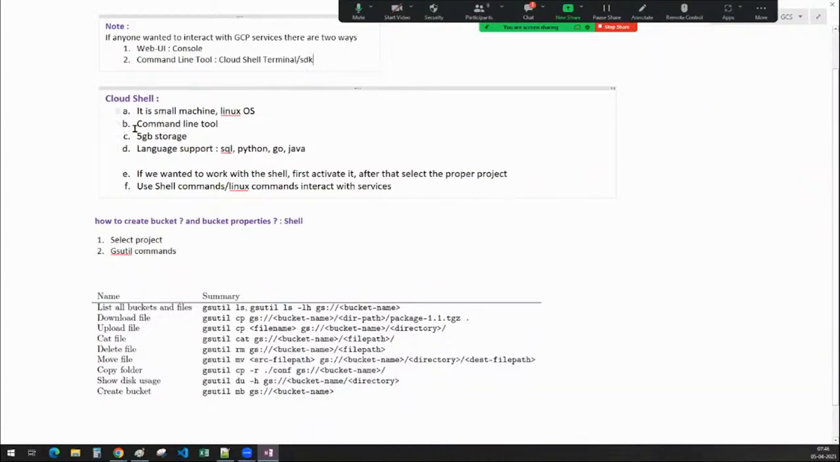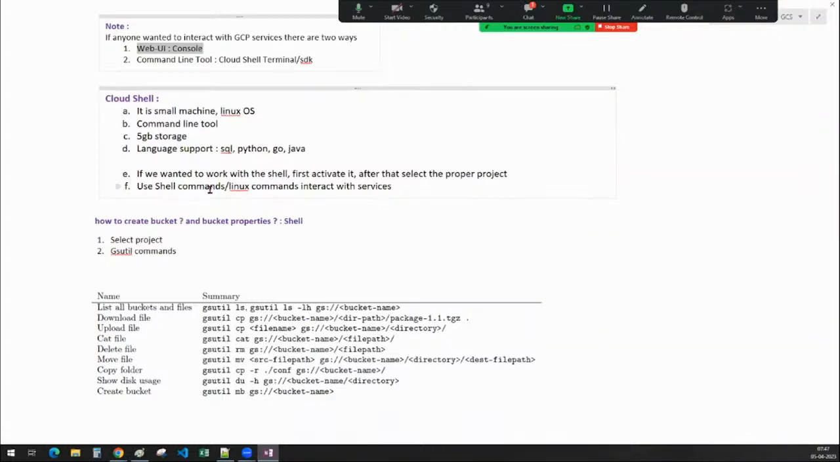And one more thing, what is a Cloud Shell? Because we know that the console is a web interface, and we know how the web interface works. But what is this Cloud Shell? A Cloud Shell is a very small Linux operating system, guys. It is a command line tool. It has 5 GB storage, and it has language support for SQL, Python, Go, Java, all of these things.